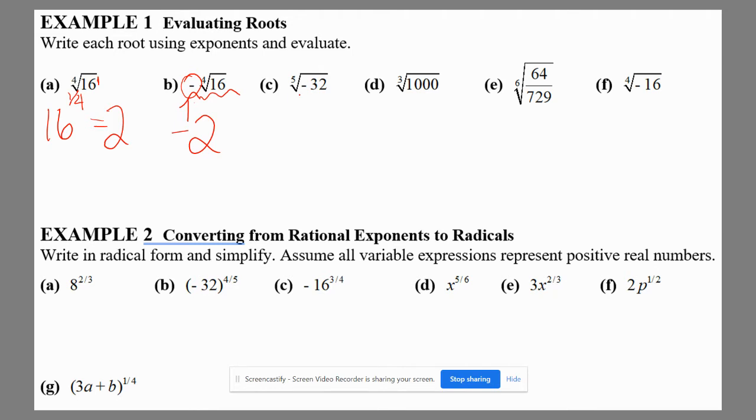Letter C. The negative this time is underneath our radical. So that means our base is -32. And we want to make sure it's in parentheses, especially when we type it in the calculator, because where the negative is can change what our outcome would be for our answer. And we'll talk about that a little bit more at the end of this first example. This is a first power and a fifth root. So first power, fifth root, 32 to the 1/5 power. Type that in our calculator, and we get -2.